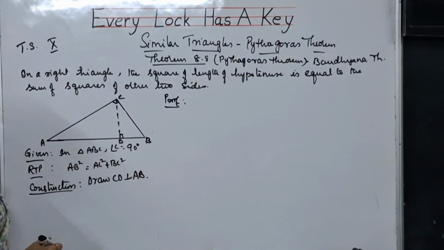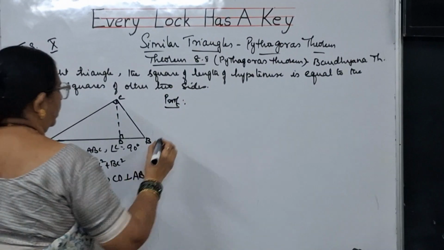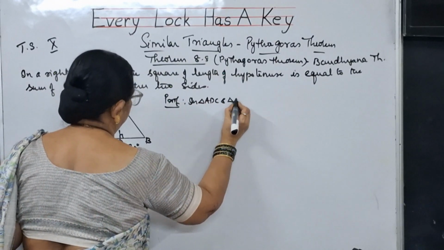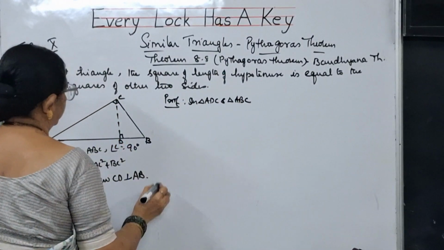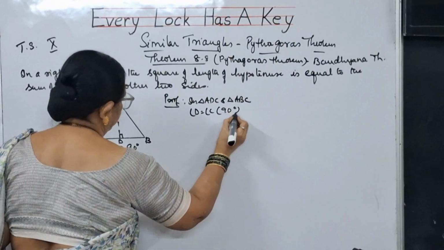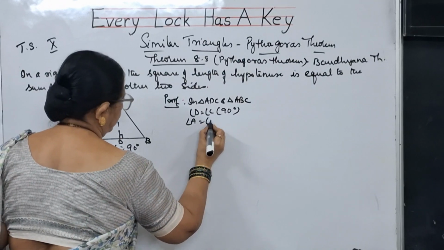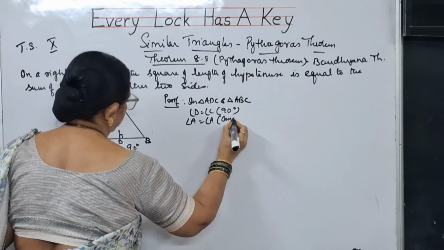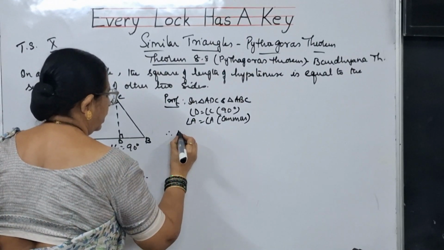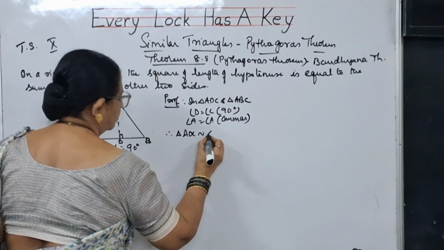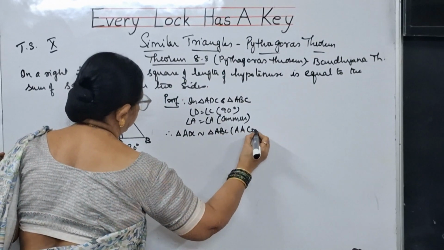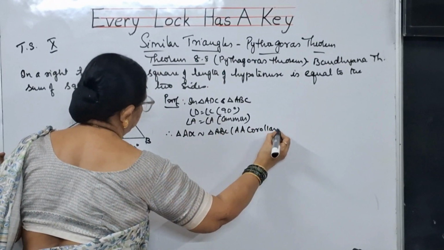First you take, just like the earlier theorem, in triangle ADC and triangle ABC, angle D is equal to angle C, 90 degrees. Angle A is equal to angle A, common, same steps as the previous one, children. Therefore, triangle ADC is similar to triangle ABC basing on angle corollary. Up to here, it is same.